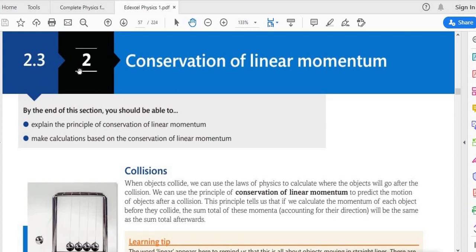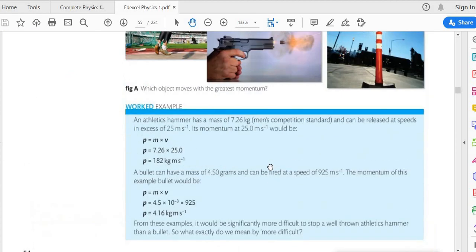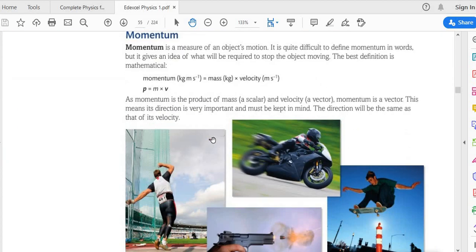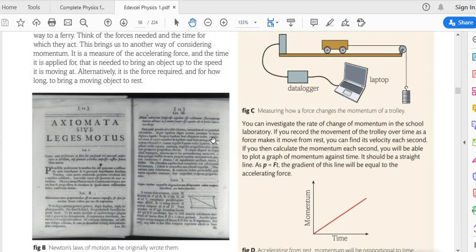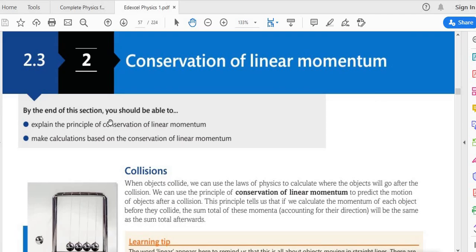Chapter 2.3, Part 2, Conservation of Linear Momentum. Previously we learned the definition of momentum, and in 2.3 Part 1 we were introduced to momentum in these IAL lessons. By the end of this section, you should be able to explain the principle of conservation of linear momentum and make calculations based on it.